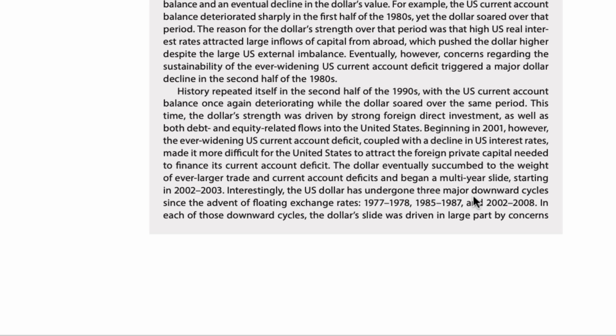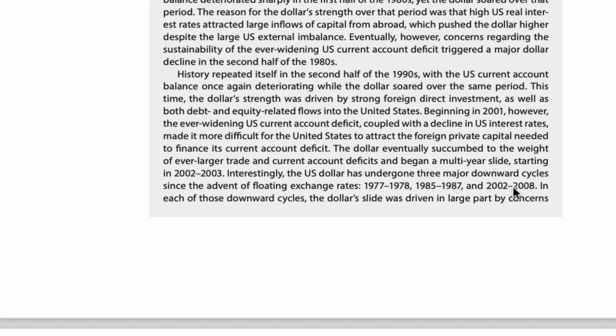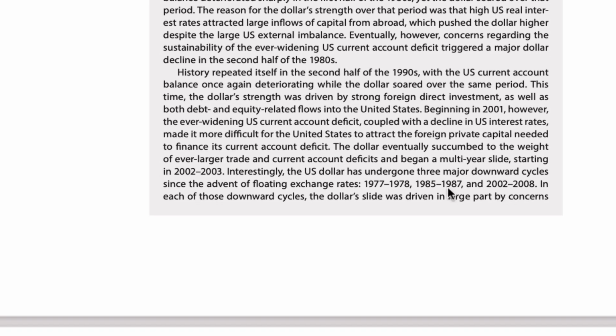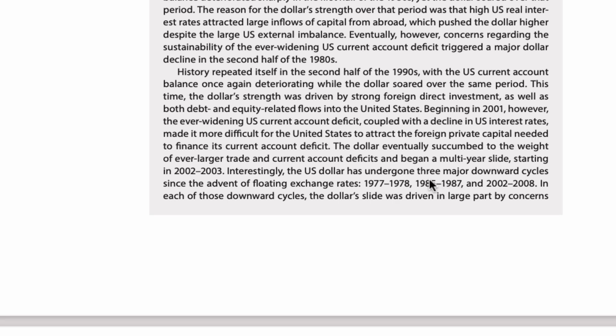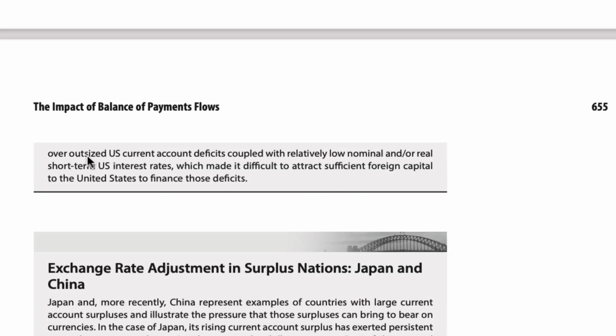Interestingly, the U.S. dollar has undergone three major downward cycles since the advent of floating exchange rates: 77, 78, 85, 87, and 2002, 2008. If you add 15 years to 87, if it goes 85 to 87, add 15, gets you to 2002, right? Just interesting. In each of these downward cycles, the dollar slide was driven in large part by concerns over outsized U.S. current account deficits coupled with relatively low nominal and or real short-term interest rates, which made it difficult to attract sufficient foreign capital to the United States to finance those deficits.